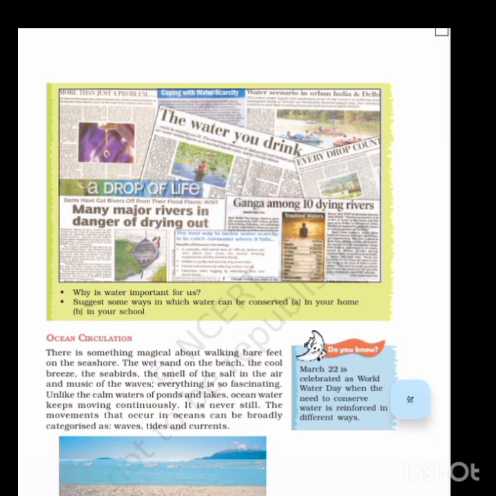One more thing you should know about this, that 22 March is celebrated as World Water Day, when we all take a step ahead to conserve water in different ways. So this is all about the first part.